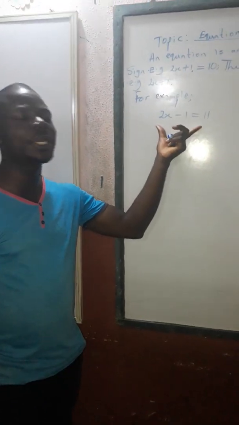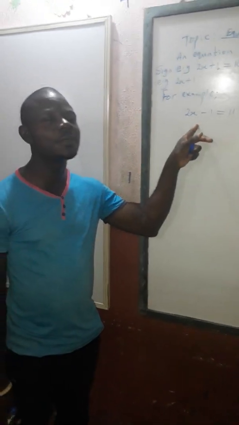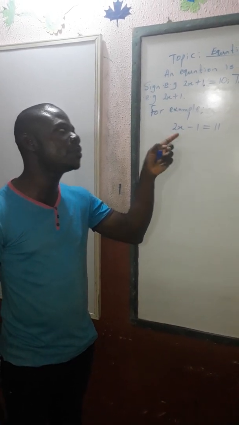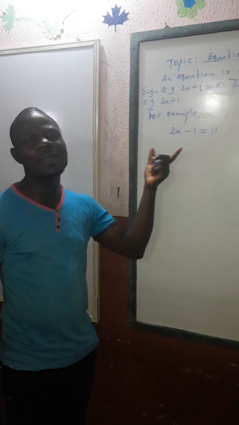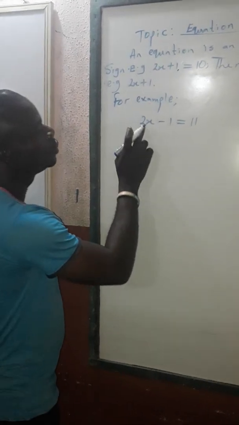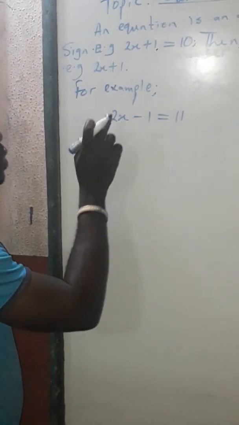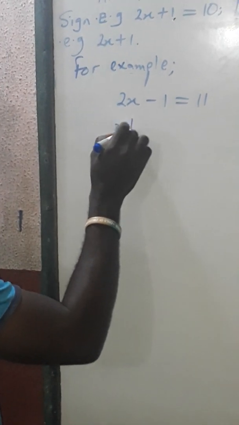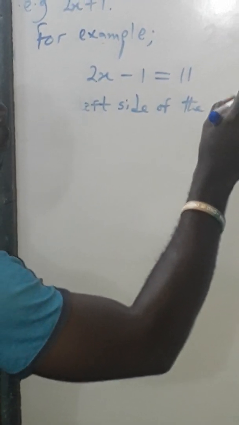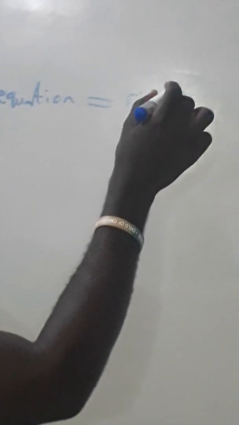This is a statement. In fact, in an English expression, this is a statement. Meaning, there is a particular number that is missing here, that when you subtract 1 from that number, you have 11. How can it be possible? How can it be done? It can be done. How? Let's check. Now, 2 times x minus 1 is equals to 11. Now, let's call this left side of the equation, and it is equals to the right side of the equation.